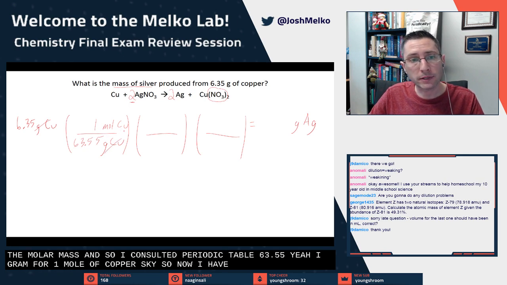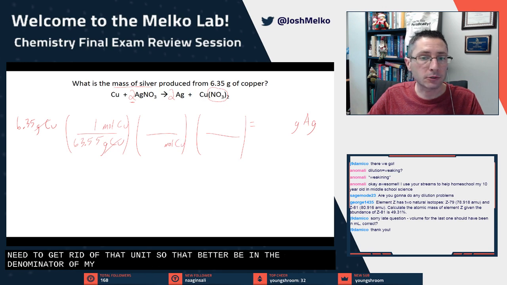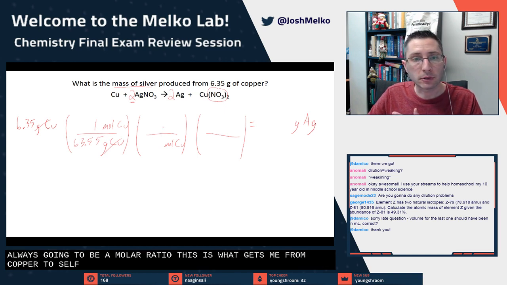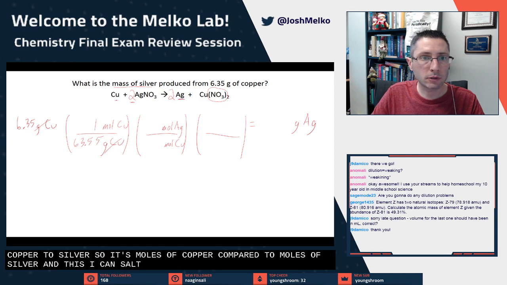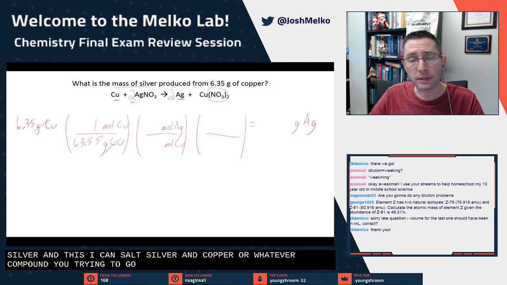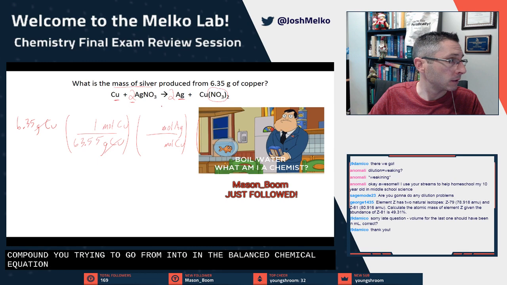Okay, so now I have moles of copper. I need to get rid of that unit, so that better be in the denominator of my next unit factor. This middle unit factor is always going to be a molar ratio. This is what gets me from copper to silver. So it's moles of copper compared to moles of silver. And this I consult in the balanced chemical equation, for silver and copper, or whatever compound you're trying to go from and to.